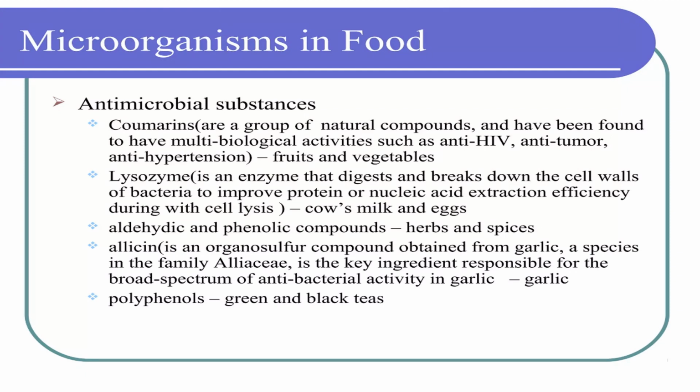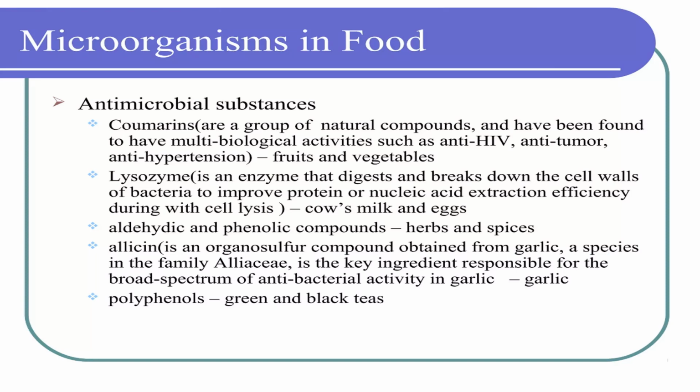Antimicrobial substances. Coumarins. These are a group of natural compounds and have been found to have multiple biological activities such as anti-HIV, anti-tumor, and anti-hypertension. These are mainly found in fruits and vegetables. Lysozyme, found in cow's milk and eggs, is an enzyme that digests and breaks down the cell walls of bacteria to improve protein or nucleic acid extraction efficiency during cell lysis.